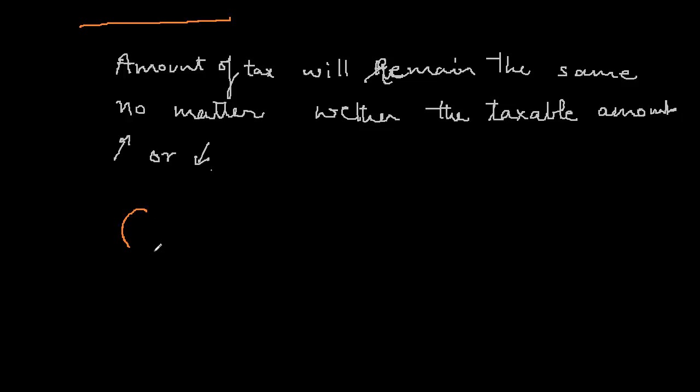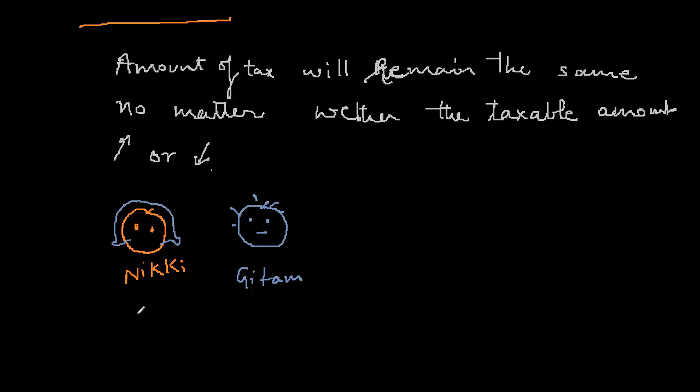one person named Nikki and another named Geetam. Now these two ladies, okay, there are two ladies here. Nikki is poor and Geetam is rich. Now what happens in the case of indirect tax here?